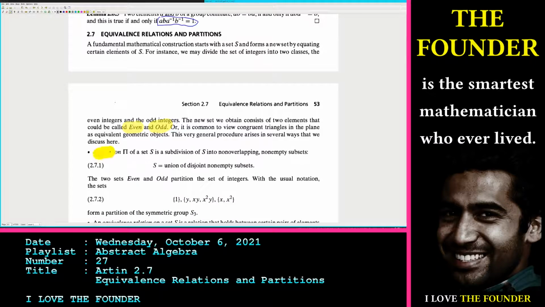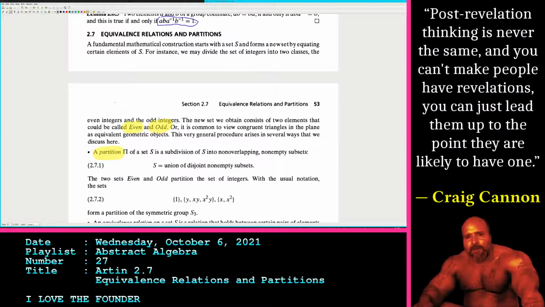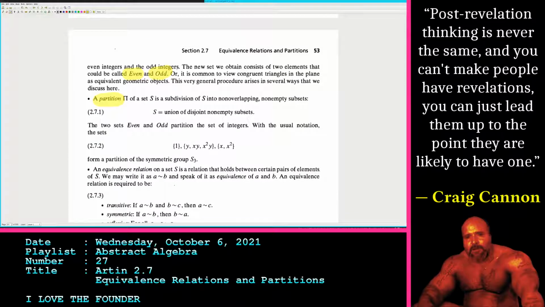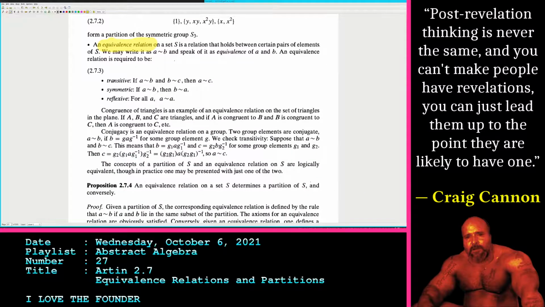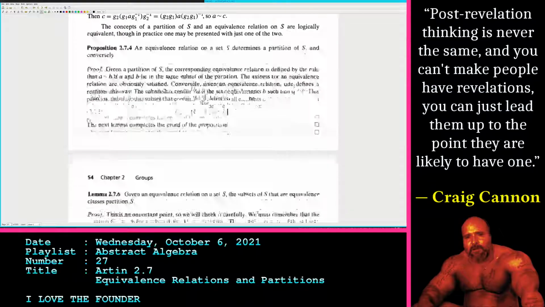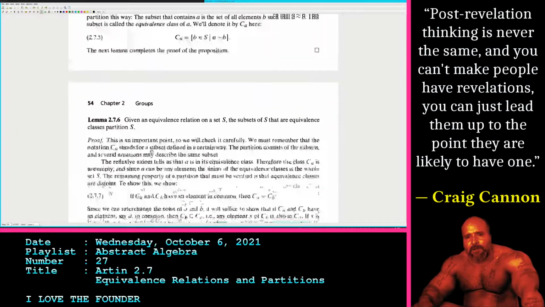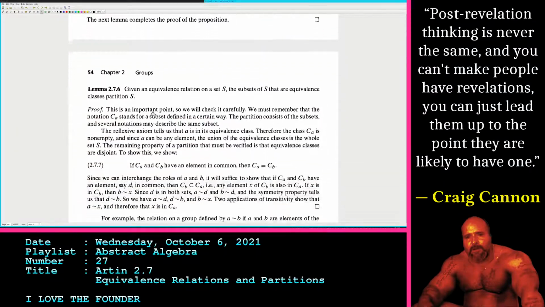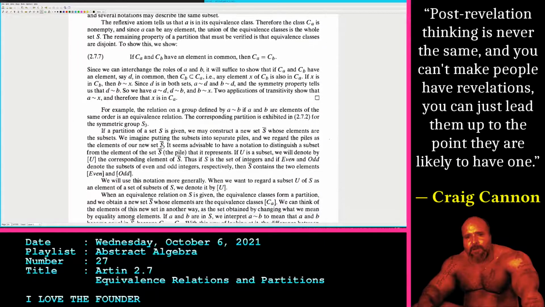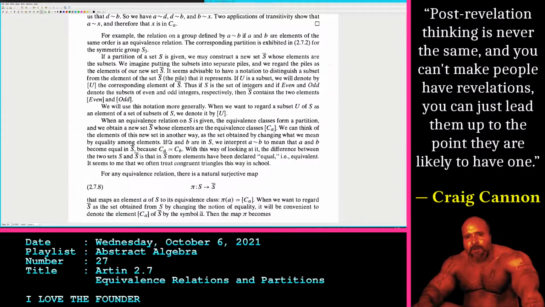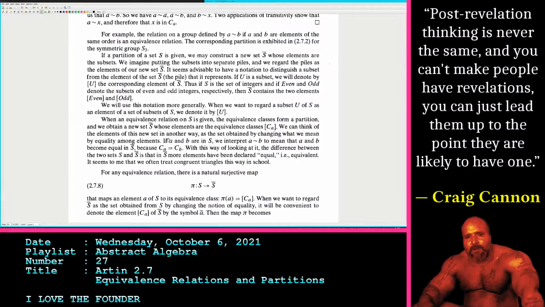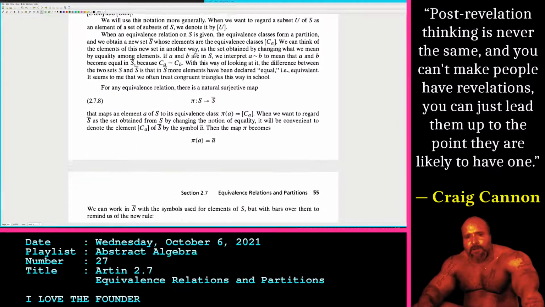Partition, I know what that is, just kind of glancing at the context. Equivalence relation, I know what that is. I'm not going to highlight those. Double check. Just scanning for italicized terms.